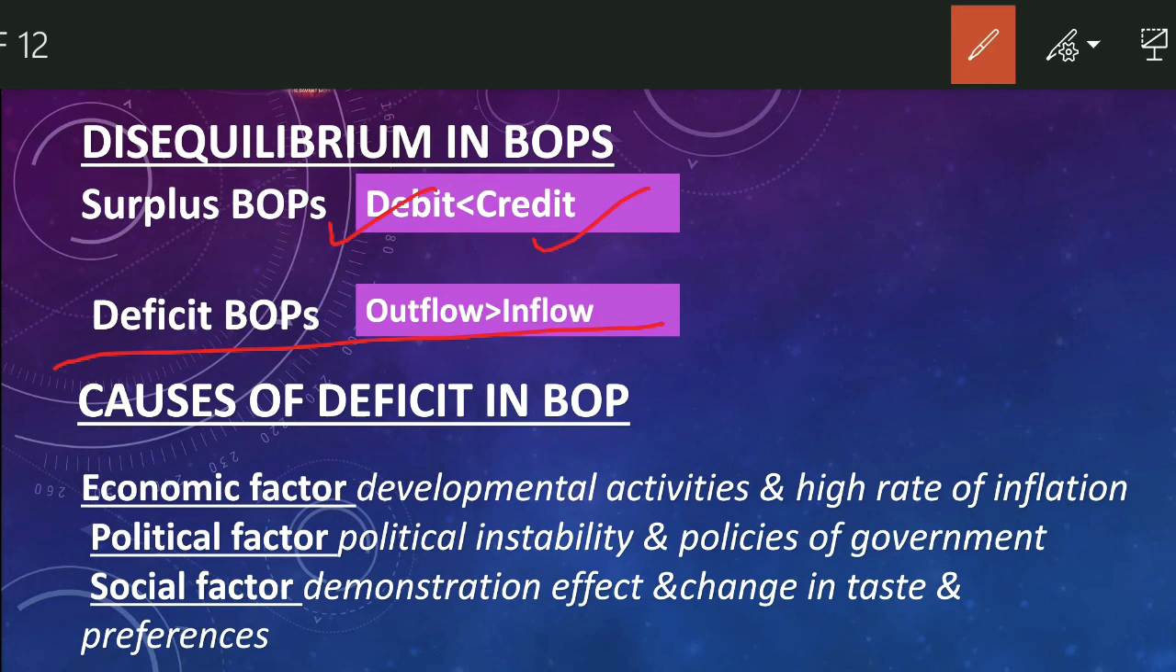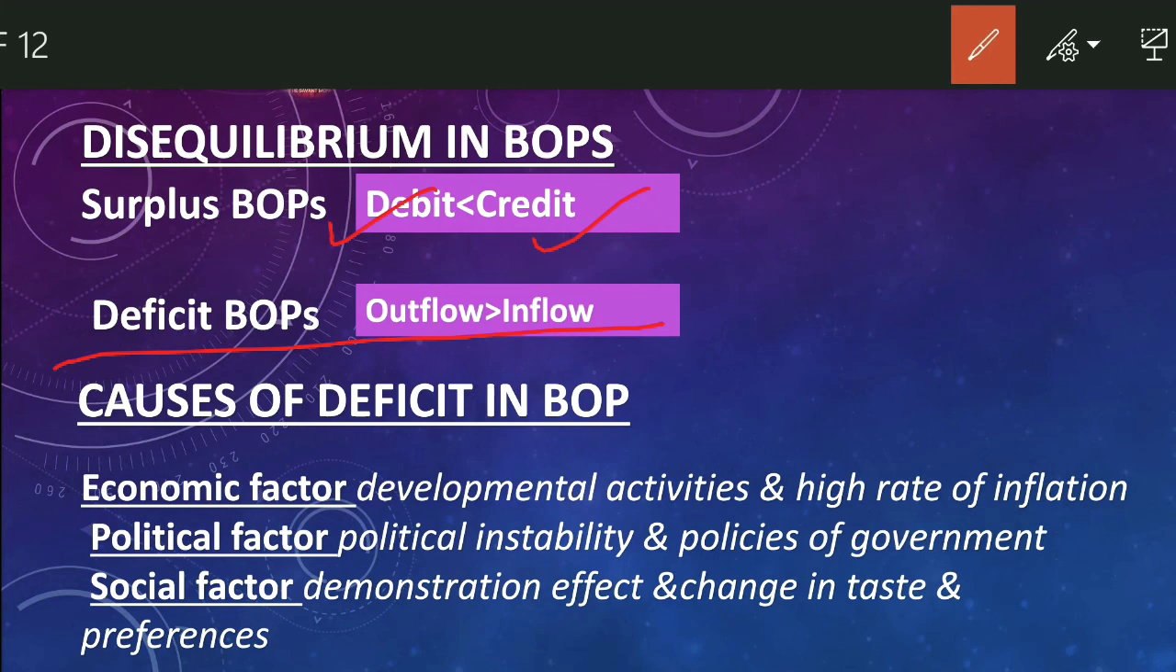This leads to an increased level of imports, thereby resulting in a deficit in the balance of payments account of developing countries. If dependence on developed nations reduces, the deficit may reduce, right? Then we have a high rate of inflation as another economic factor. When there is inflation in the domestic economy, imports become relatively cheaper. It increases imports, which causes a deficit in the balance of payments.